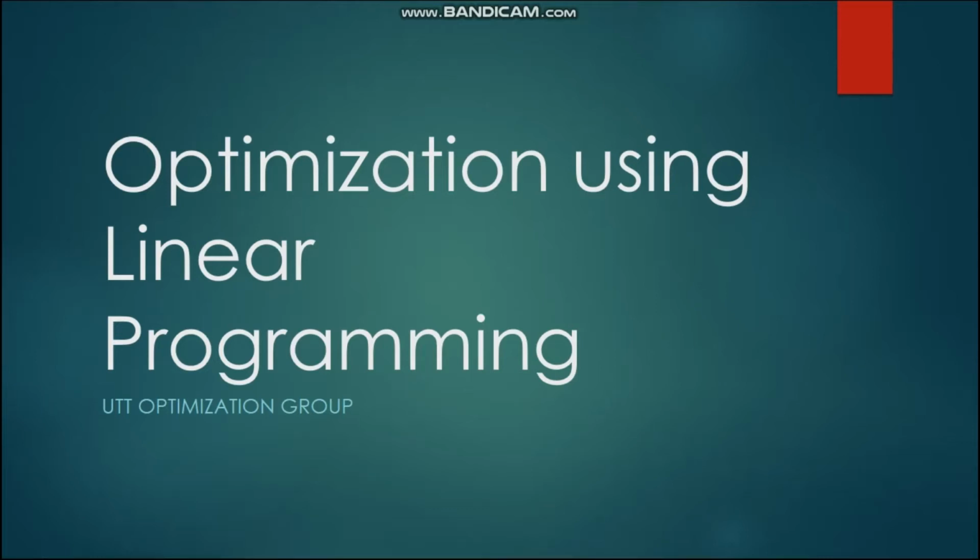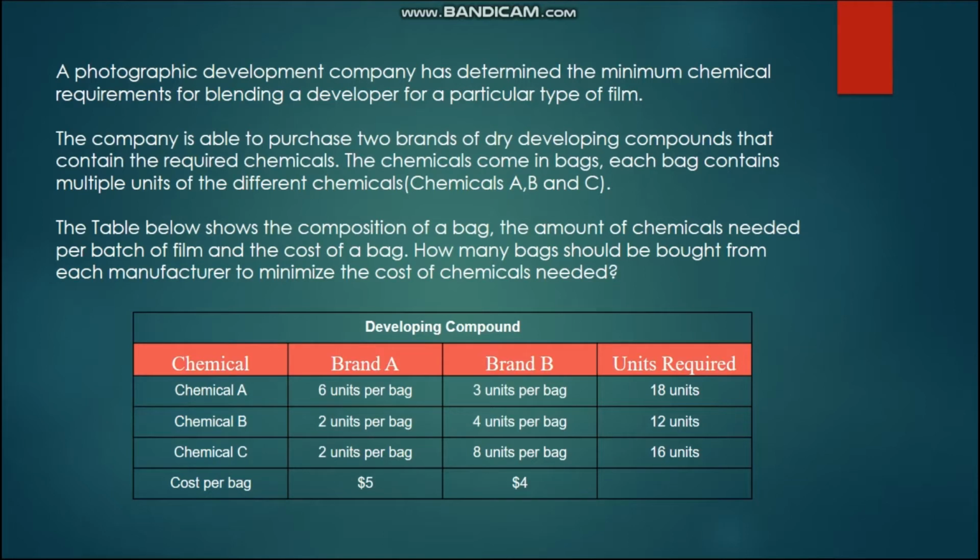Today we're going to look at an optimization problem, using linear programming techniques to solve that optimization problem. A photographic development company has determined the minimum chemical requirements for blending a developer for a particular type of film.